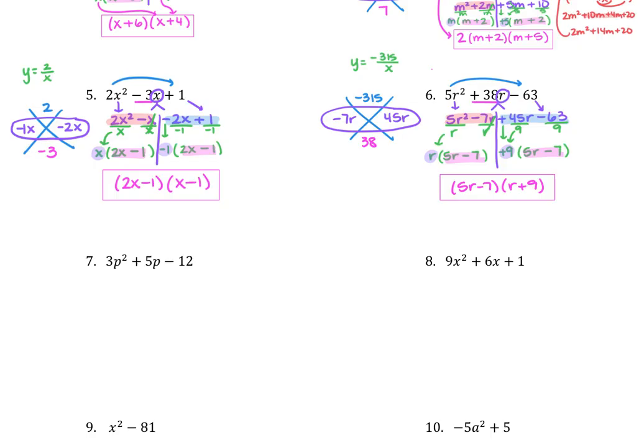All right, number 7. I'm going to start first with looking at that first term and the last term. Notice that these have a 3 in common. However, a 3 will not go into 5, so there is not a GCF between all 3 terms. So I'm going to skip that step. I'm going to multiply 3 times -12. That gives me -36. I want it to add to give me 5.